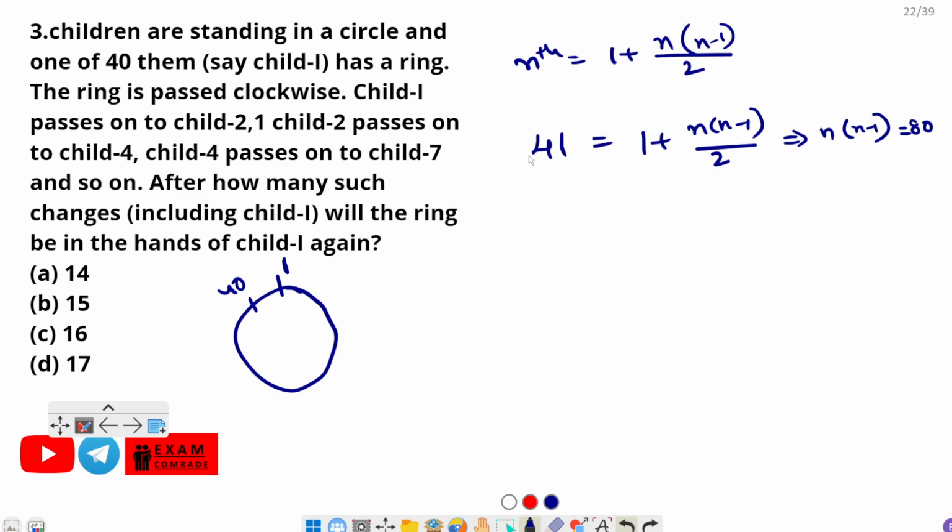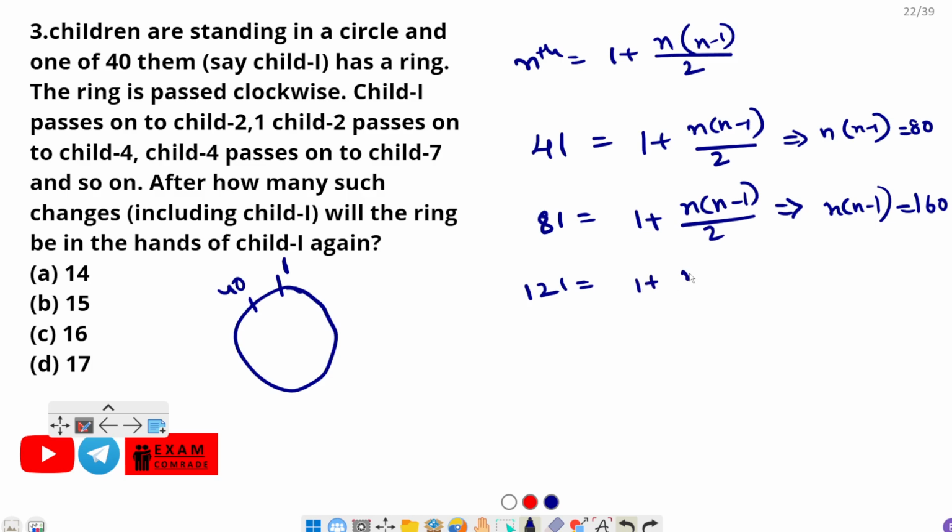Let's take this after one more round. So 81 is equal to 1 plus n into n minus 1 by 2. So we can get n into n minus 1 is equal to 80 into 2, 160. This is also not possible. Let's take the third round.